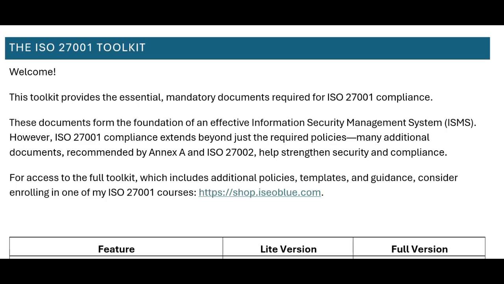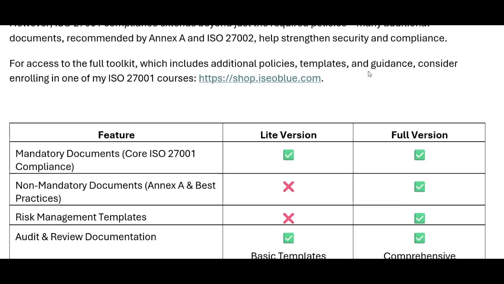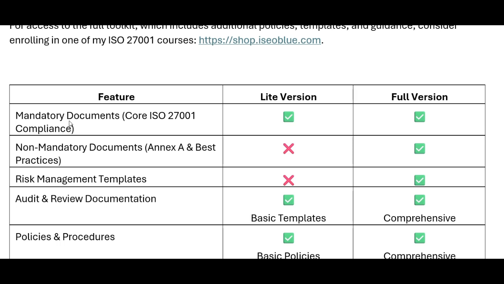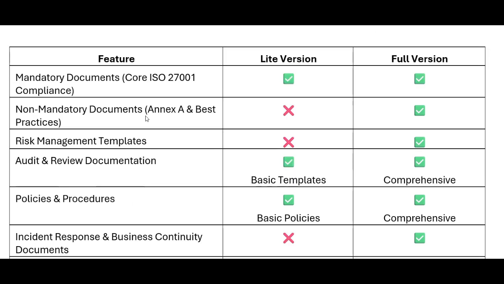Let's take a look at the ISO 27001 toolkit then, especially the light version, but compare it to the full version. So with the light version, you get the mandatory documents, you get those core ISO 27001 documents, and we'll have a look at those in a second. Whereas in the full version, you'll get the non-mandatory documents and a lot of best practice supporting documents.